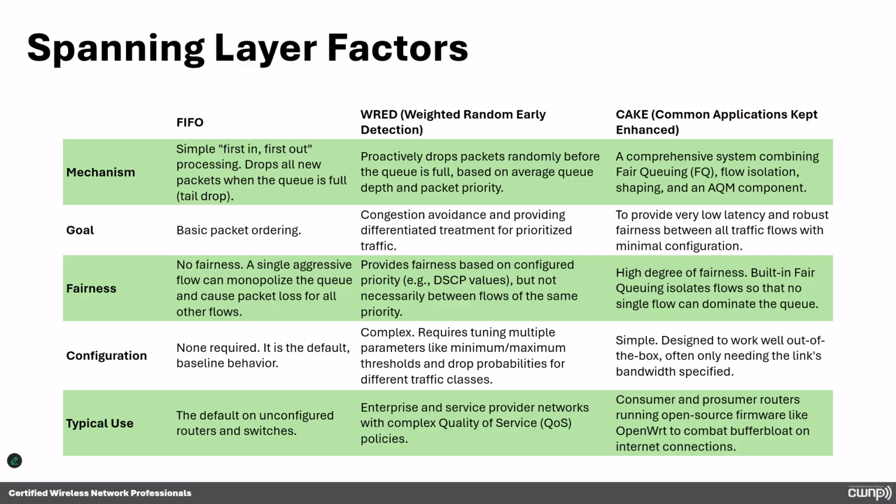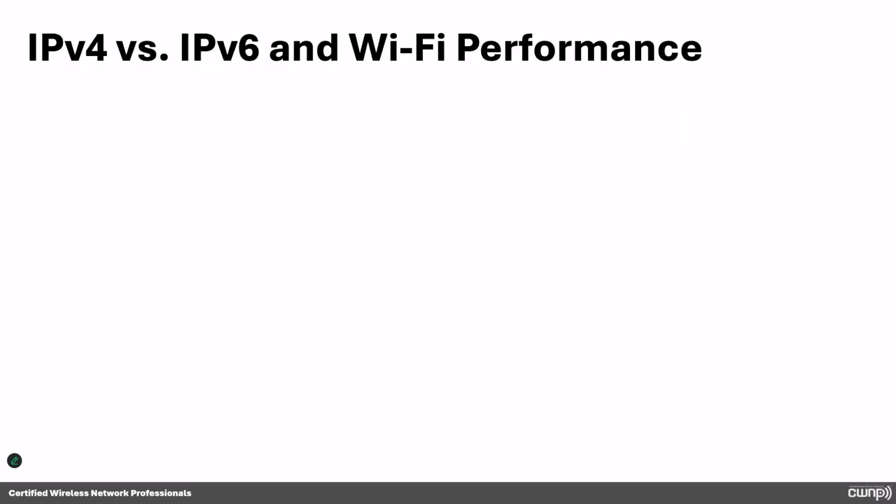WRED is what you see, at least is the default, in many routers that are used in data centers, things like that. You might see FIFO in some of your low-end routers, or maybe even a default in some of your high-end routers. And I'm not going to go over all the textual details of this. You can always go back to the recording and pause and read them if you want to. But the key is that they differ in the mechanism, their ultimate goal, how they do fairness, configuration options, and where they're typically used. So this brings us then to, well, what about IPv4 and IPv6?